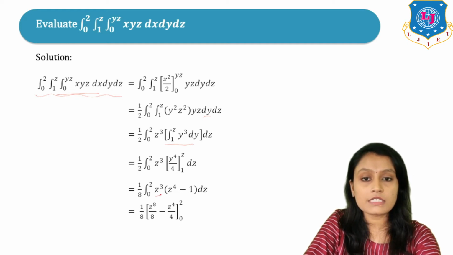Firstly just simplify this, so here you will get z raised to 7 minus z cube. So the integration of z raised to 7 is what? z raised to 8 upon 8, minus integration of z cube is z raised to 4 upon 4, and the limits are 0 to 2. Now we have to substitute the limit, so here you will get 32 minus here you will get 4. And when you substitute the lower limit 0, these two terms will go to 0. Simplify this, so you will get the answer as 7 by 2.